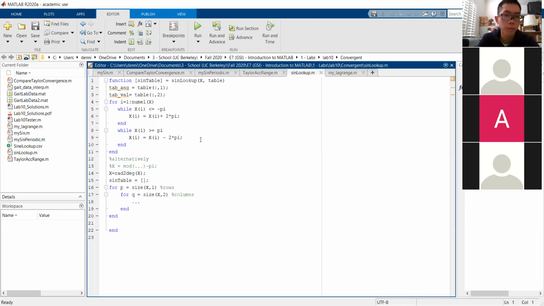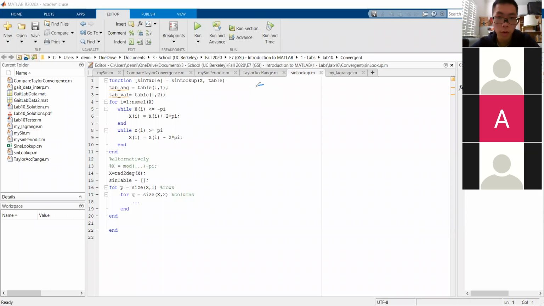Here's the sine lookup. There's a couple ways of doing this, but here's the formatting that we're working with. We'll need to understand this before we do anything. We have the x as usual with a bunch of 2s and 3s and 5s. Pi, 2 pi, 3 pi.